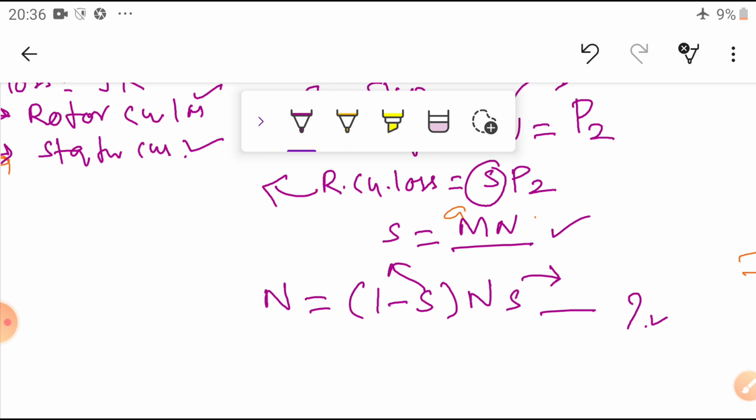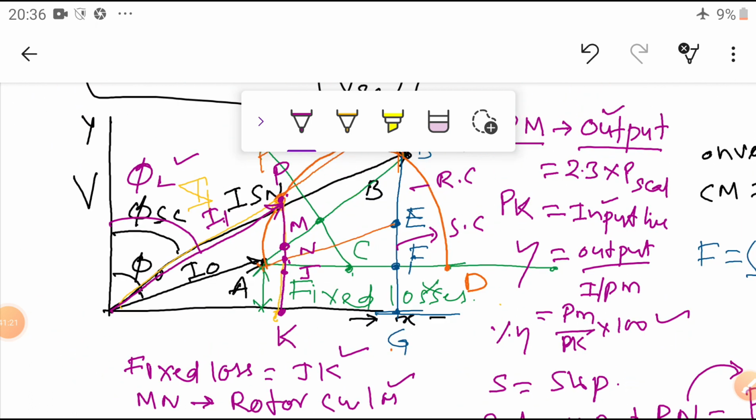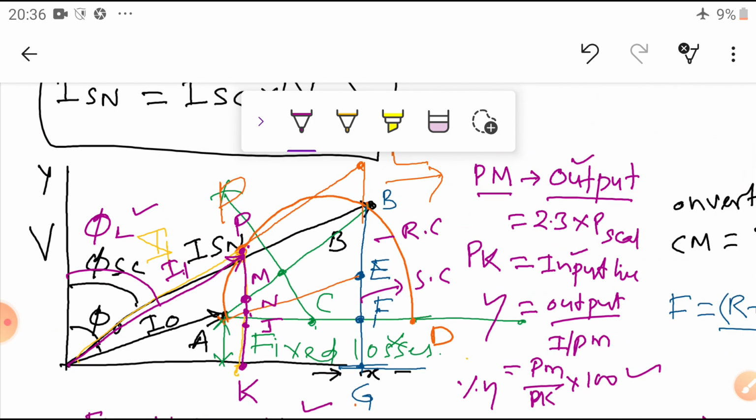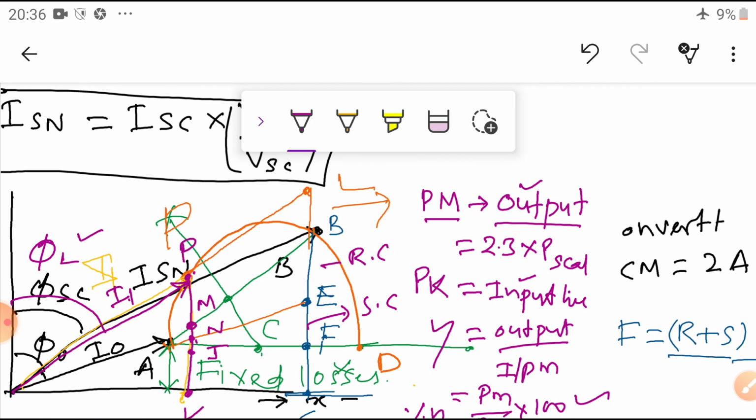Up to this point we have seen in previous classes. Now I want to extend our circle diagram with the maximum output, maximum torque, and maximum input. So how do we draw this maximum input? For this purpose, I am going to write it here. Shall I write this one?